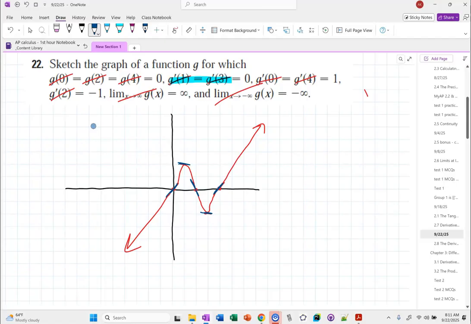Does that feel okay? Yeah. Okay. You guys feel a bit better about what we're doing here? Ready to move into the next one? Okay.